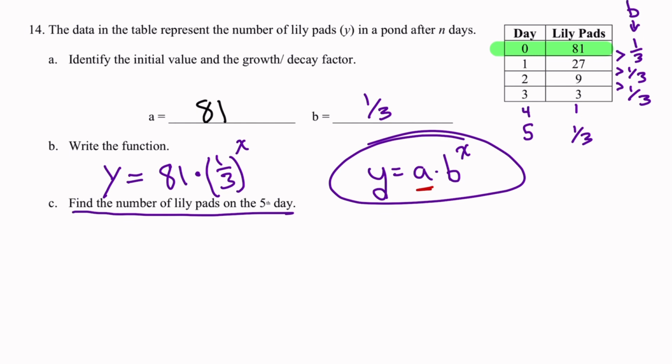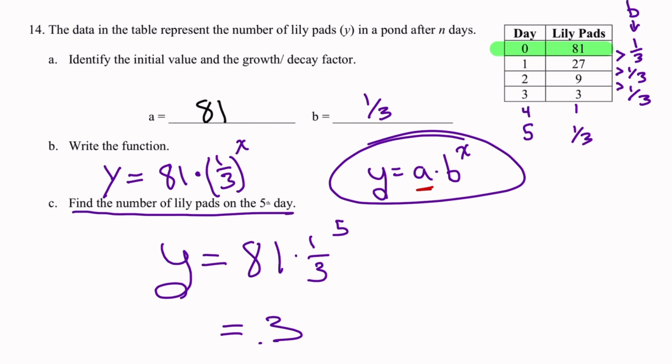But the shortcut, and what you really should understand how to do, is to replace that x value with a 5 in your equation. And what you get is 81 times 1/3 to the 5th. So you can put that in your calculator, or you can just do it by hand. Your answer comes out to 0.33 repeating, or 1/3 if you do it by hand.